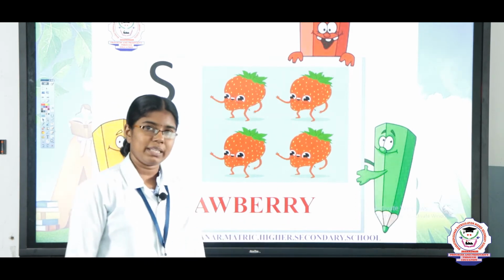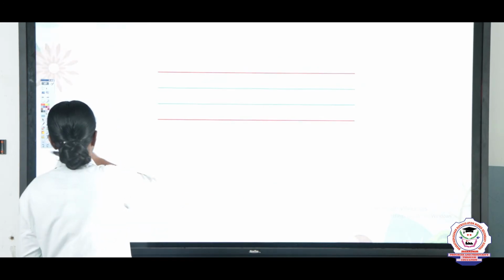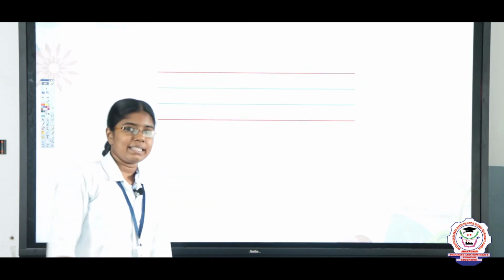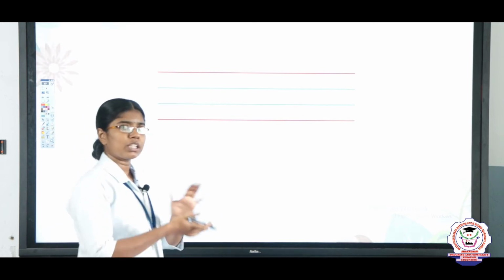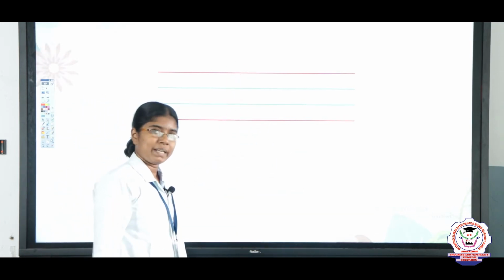S-T-R-A-W-B-E-R-R-Y. Strawberry. Okay. Next, see here. Now we are going to write the letter S. Okay. Get ready, all of you. Look at the board carefully. Okay. See. Keep your pencil on the top red line again.